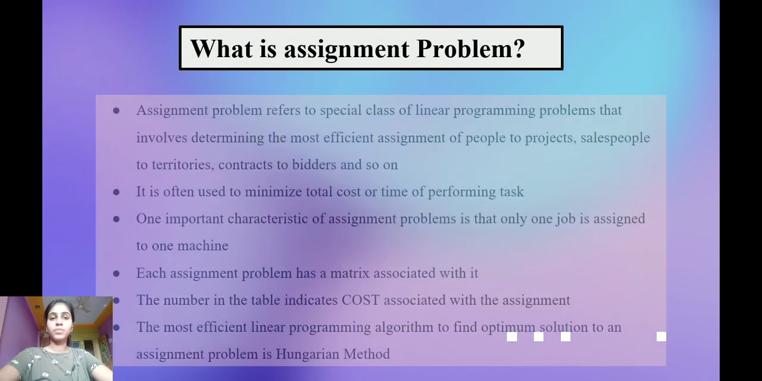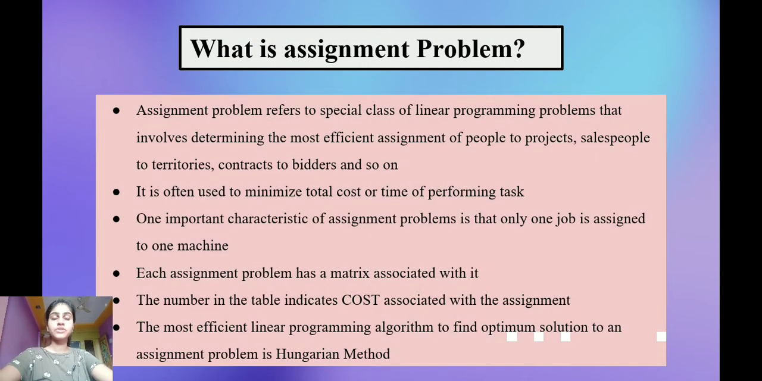What is assignment problem? Assignment problem refers to the special class of linear programming problems that involves determining the most efficient assignment of people to projects, salespeople to territories, contracts to bidders and so on. Each assignment problem has a matrix associated with it. The numbers in the table indicate cost associated with the assignment. The most efficient linear programming algorithm to find the optimum solution to an assignment problem is the Hungarian method.